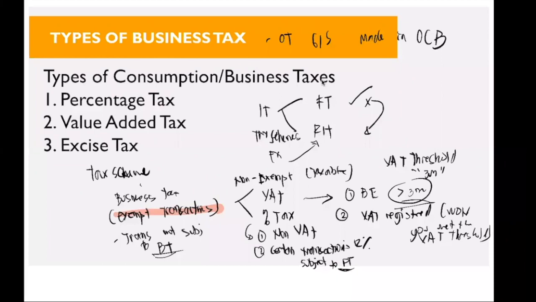The question is, when do we subject it to VAT and when do we subject it to percentage tax? We subject it to VAT if the business entity for the past 12 months met the VAT threshold. And what is the VAT threshold? At least or exceeding 3 million, I think exceeding 3 million pesos. And then another is you are subject to VAT if you are VAT registered. Whether or not you met the VAT threshold, if you are VAT registered, you are subject to VAT. Now, what if you are not subject to VAT? Then you are now subject to percentage tax.